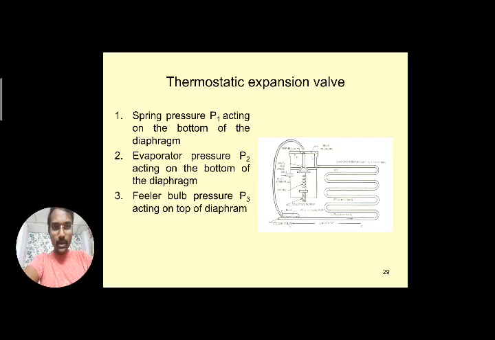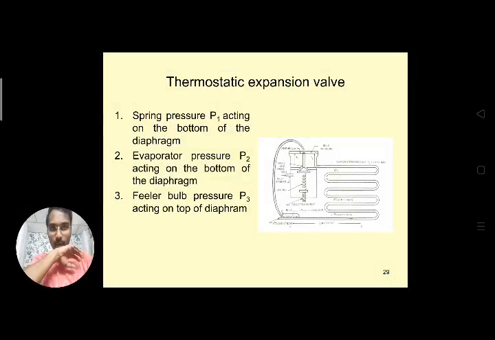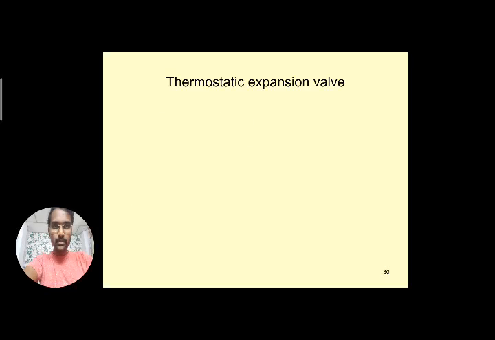Next, the feeler bulb pressure. As already mentioned, when temperature differences occur, that pressure P3 acts on the top of the diaphragm. So the feeler bulb pressure P3 acts on the top of the diaphragm. Here the pressure balance can be taken: the pressure acting on the top of the diaphragm, P3, is equal to the sum of the two pressures acting on the bottom of the diaphragm, P1 and P2. So P3 equals P1 plus P2.